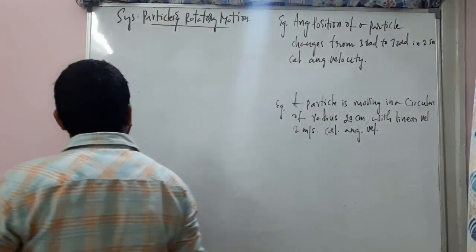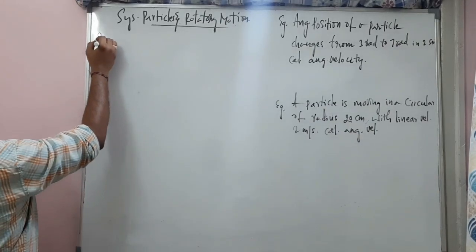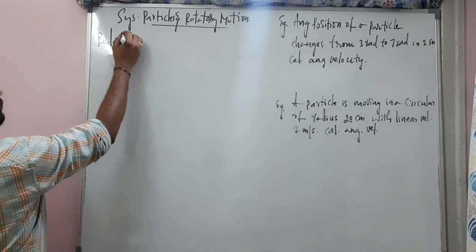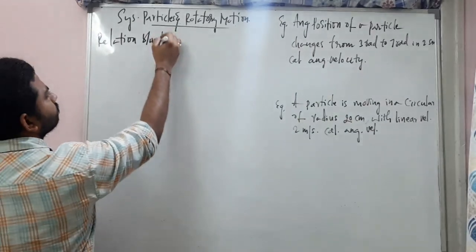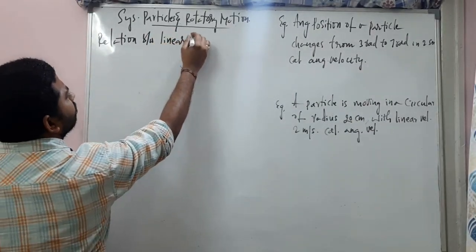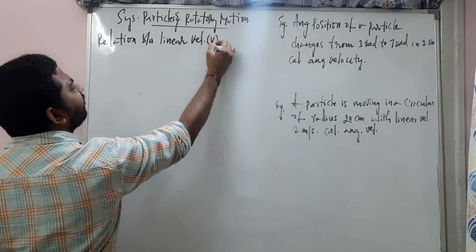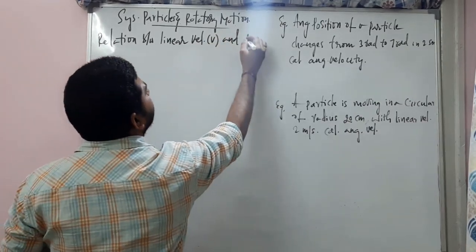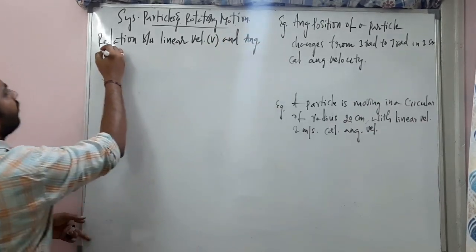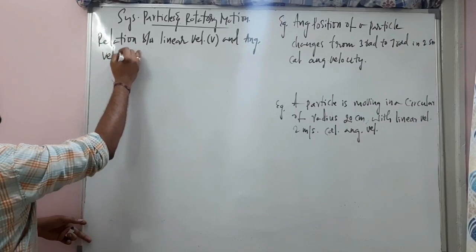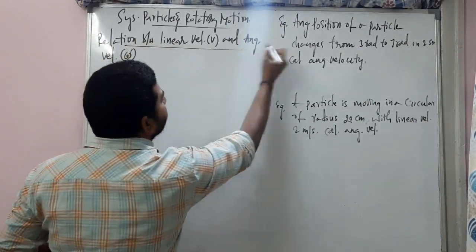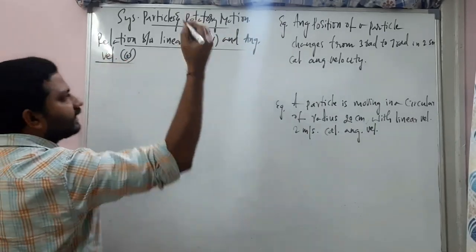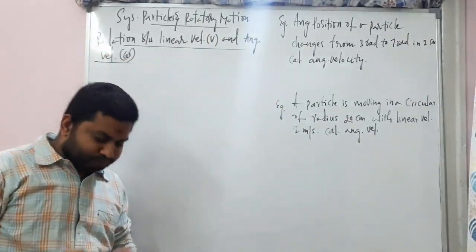Now the topic is the relation between linear velocity v and angular velocity omega. So the relation between linear velocity v and angular velocity omega. Let's move on.